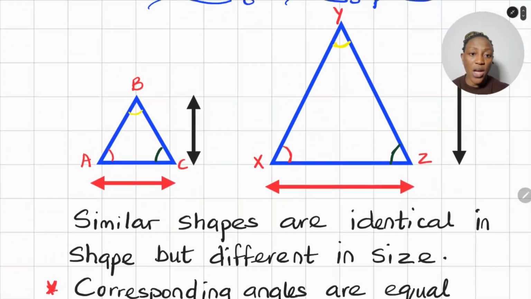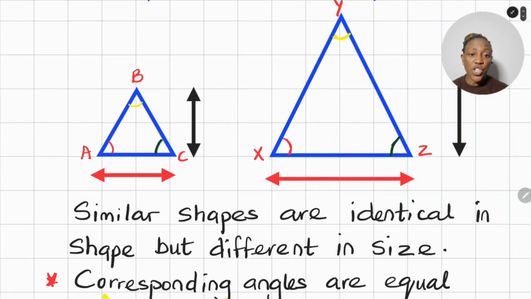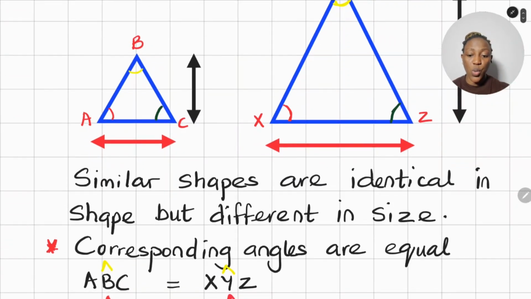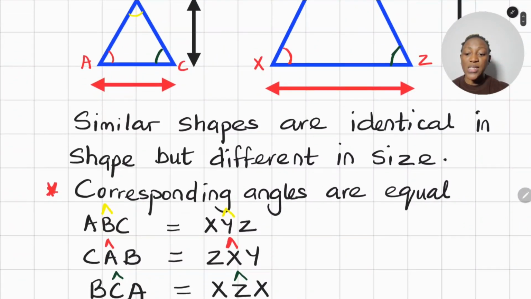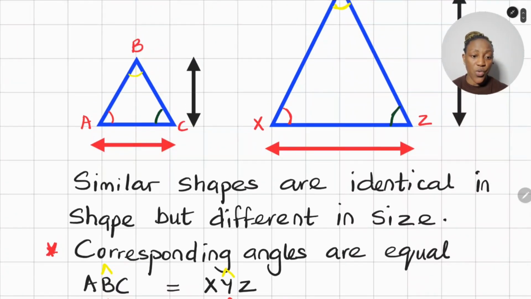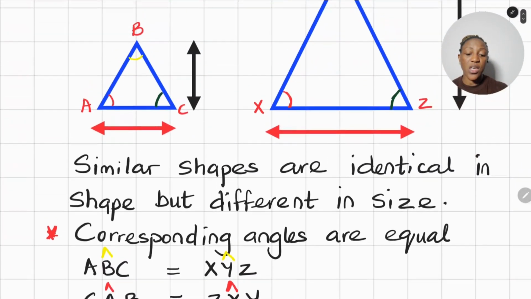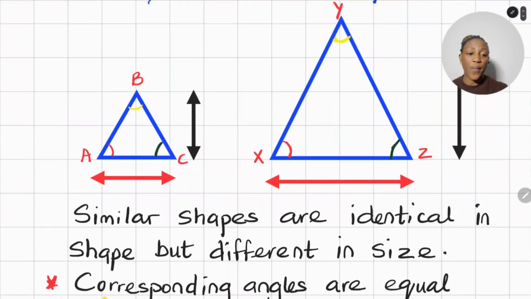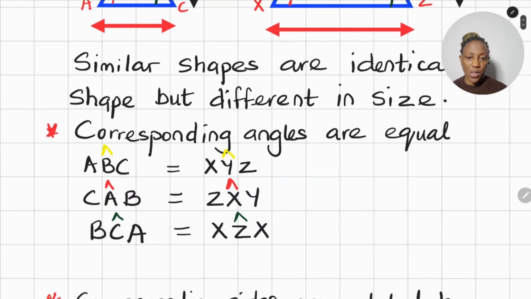Look at the triangles we have here. We have triangle ABC and triangle XYZ. These shapes are similar because they look alike, and their corresponding angles are equal. Here, angle ABC is the same as angle XYZ, the angles in yellow, whereas angle CAB is the same as angle ZXY, the angles in green. And finally, angle BCA is the same as angle XZY. Because of this, we can say that these two shapes are similar.